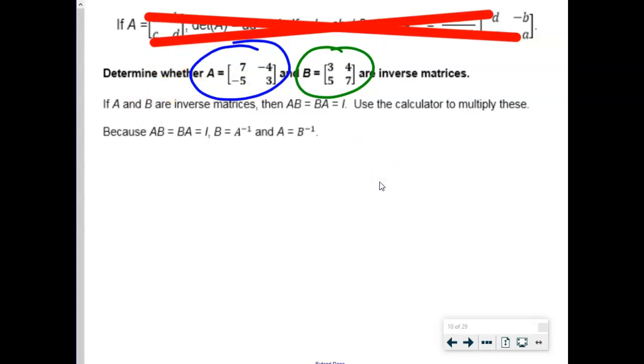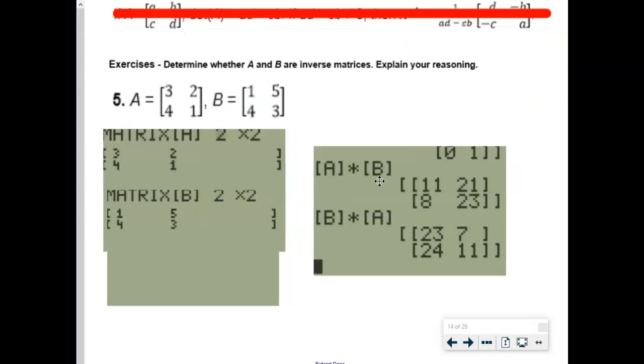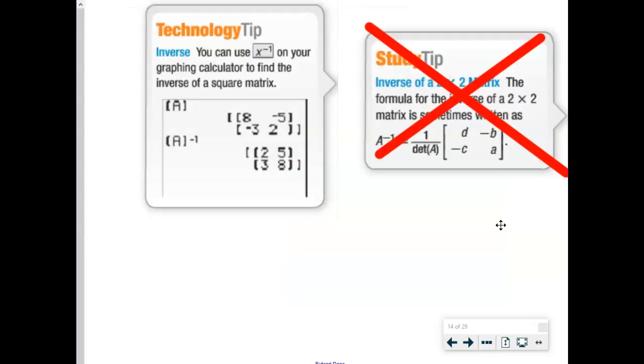All right. We're going to skip around on some things here. Oh, by the way, when you multiply A and B for number 5 together, did you get the identity matrix? Right. That's a big no. So are these inverses of each other? No, they don't even come close to undoing each other. So no, those are not inverses. And your reasoning would be, when I multiply them together, I do not produce the identity matrix.